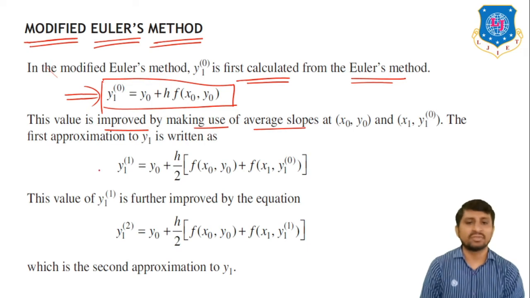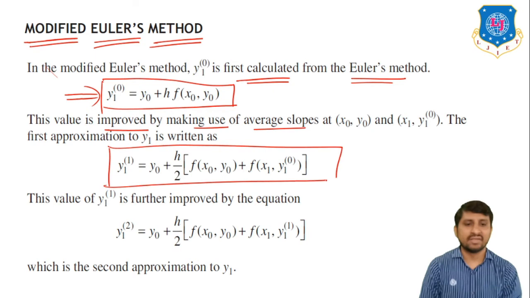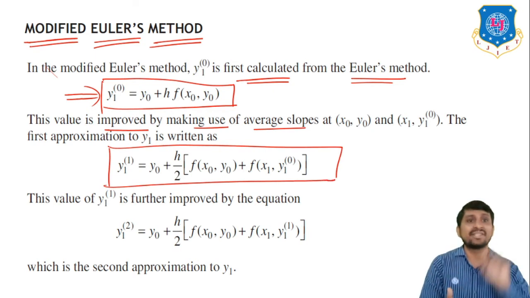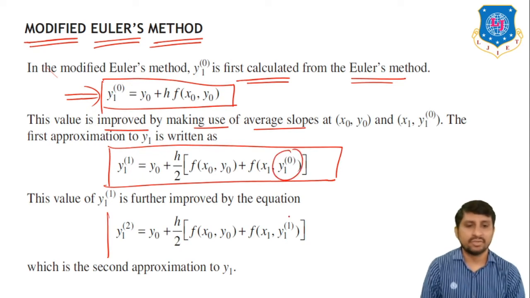So forget about the theory and remember this formula. y1 1, that means the next approximation of y1, is y0 plus h by 2 times f of x0 y0 plus f of x1 y1 0. Here you find y1 0. Similarly, you can find y1 2, so instead of y1 0 you have y1 1, and all other terms are the same.